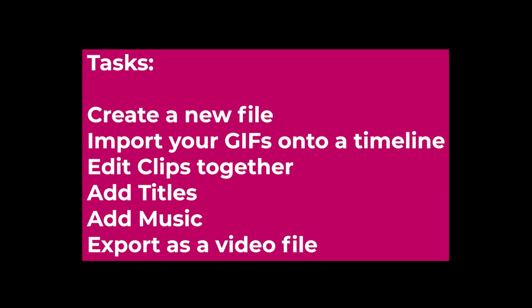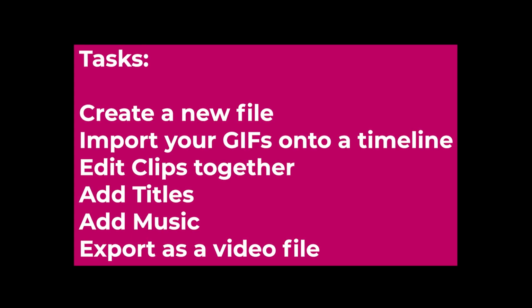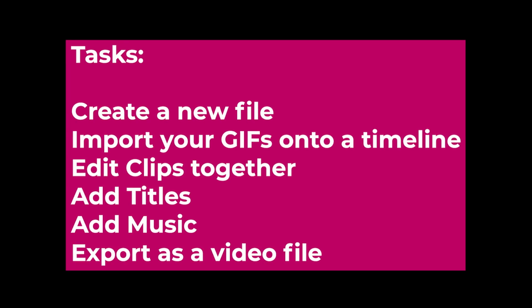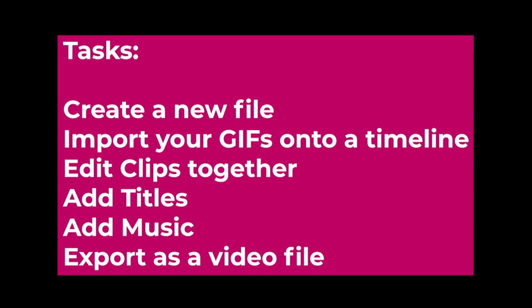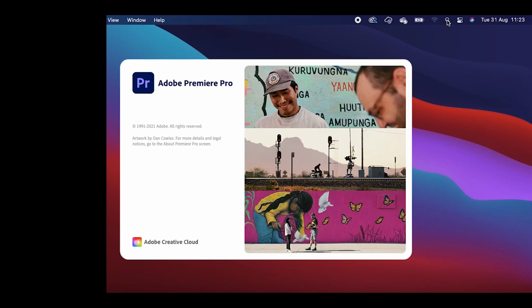If you don't have Adobe Premiere, the tasks in this video will apply to any editing software. You're going to create a new file. You're going to import your GIFs on a timeline, you'll edit your clips together, you'll add titles, add music, and export it as a video file.